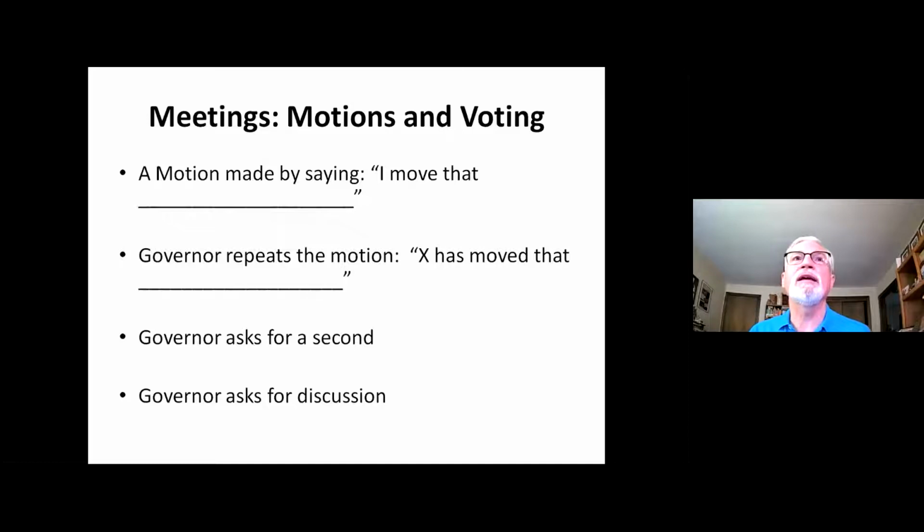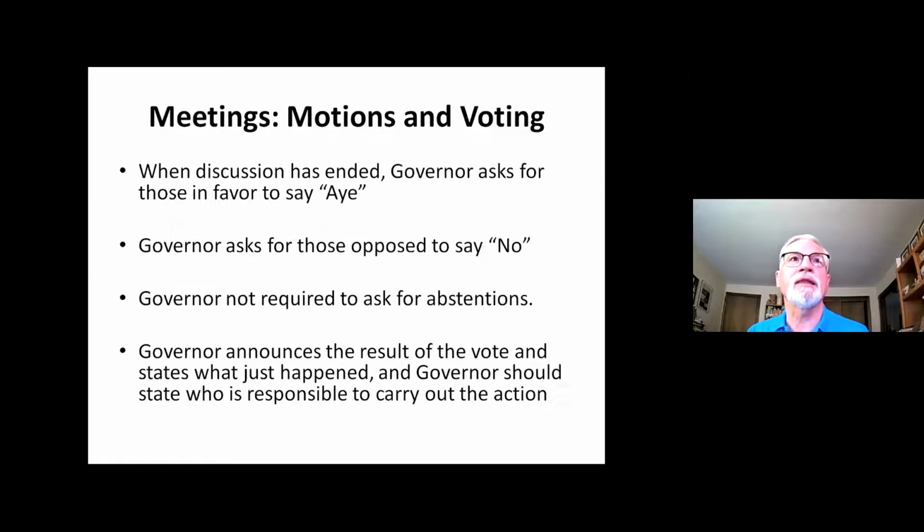The proper way to make a motion is by saying "I move" whatever is going to happen, not "I'm making a motion," but "I move." The governor would then repeat the motion and say that whoever has moved, and then repeat the motion. The governor would then ask for a second. The governor would ask for discussion.